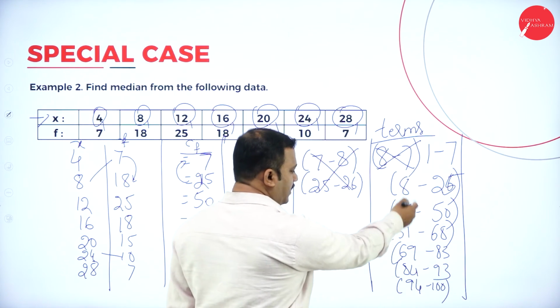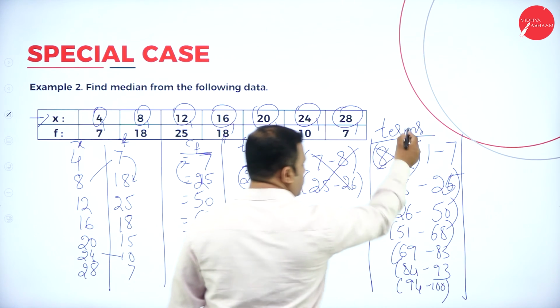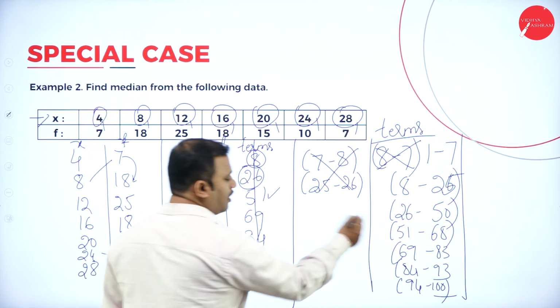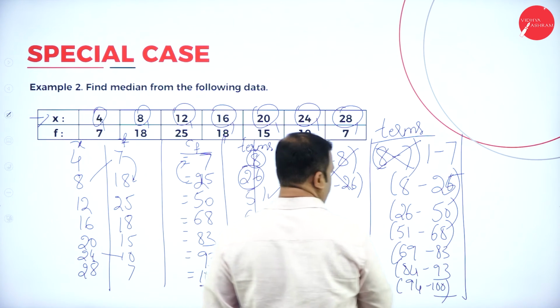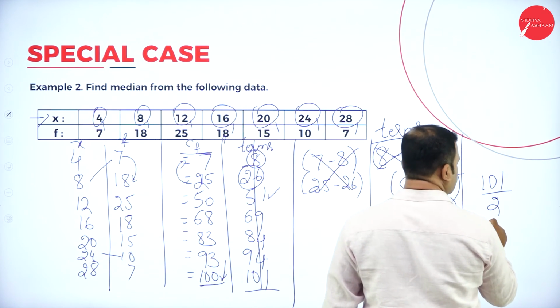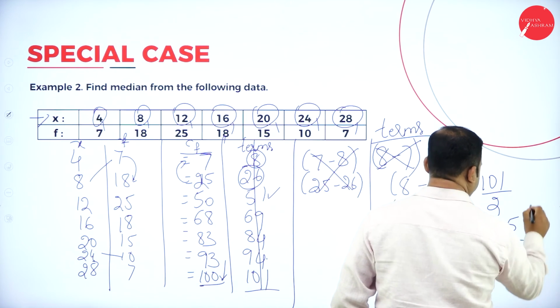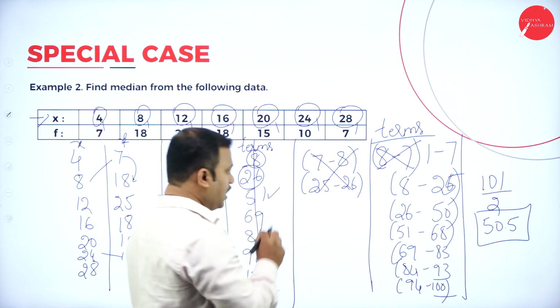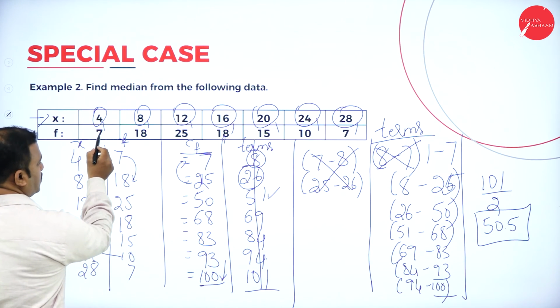So now if you look at it, I have the value which is equal to 100 here in case of cumulative frequency. In terms of terms, we have 100 here. So n plus 1 by 2 is equal to what? 101 by 2, which is 50.5. That is the value I am getting here. Where does the 50.5 stand? Please see to it here.